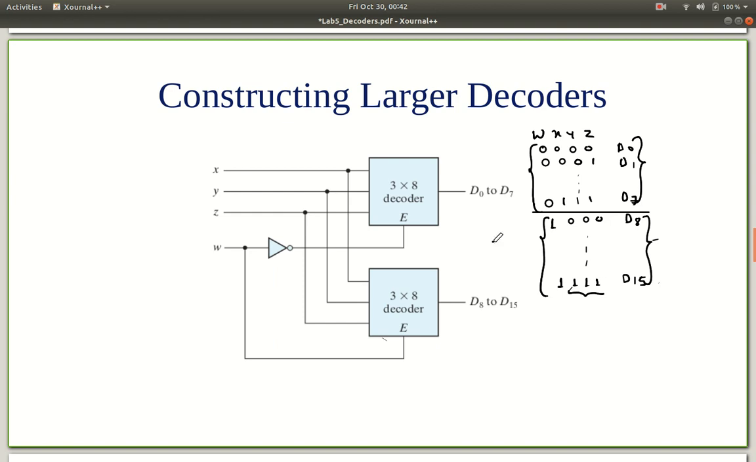So this could be broken down into two stages, one where W is 0 and the other where W is 1, by just passing W to the enable input of the decoder. When W is 0, this decoder is enabled and this is disabled, and so depending on the value of X, Y, Z, one of these outputs D0 to D7 is asserted. Similarly, when W is 1, this particular decoder is enabled, this decoder is disabled, all of these outputs are 0, and one of the outputs D8 to D15 is asserted.